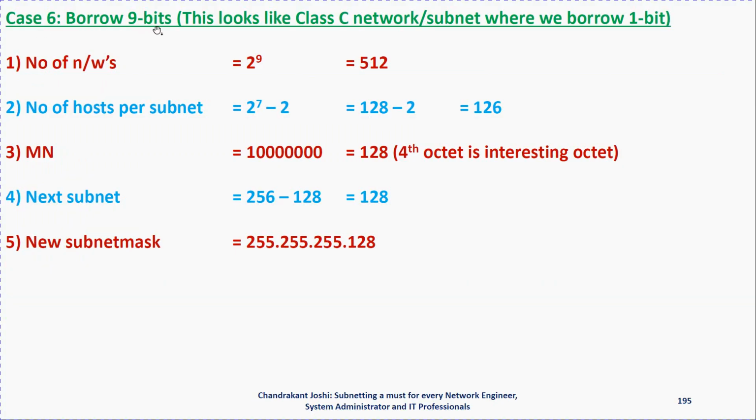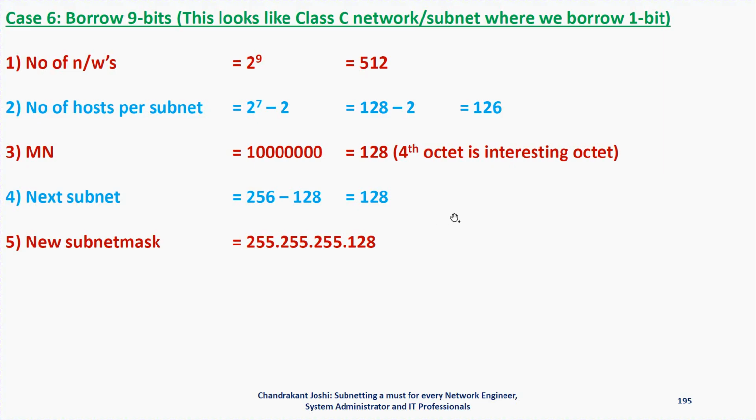Now case 6, borrow 9 bits. So when I borrow 9 bits, my interesting octet is in the 4th octet, because class B 8 bits means 3rd octet and 9th bit means 4th octet. So in the 4th octet the magic number is 128. That is why the next subnet will be 256 minus this 128, which is 128. So this gives us the block size, remember.